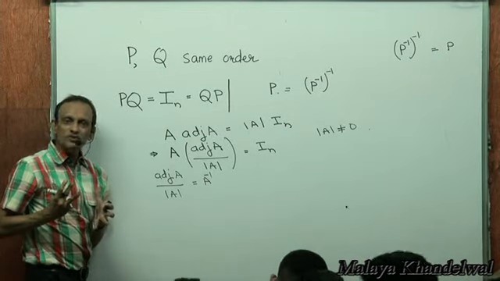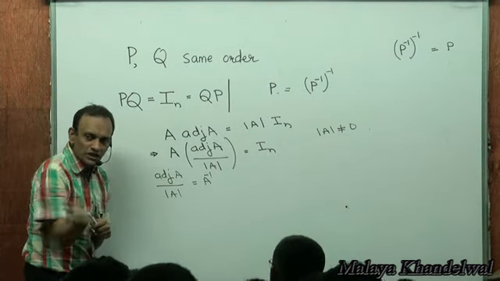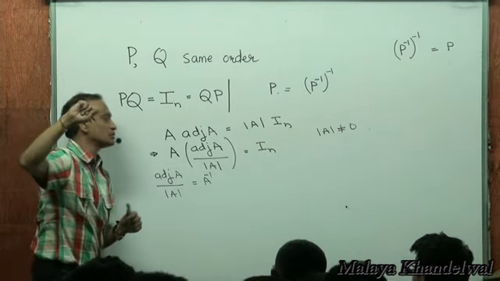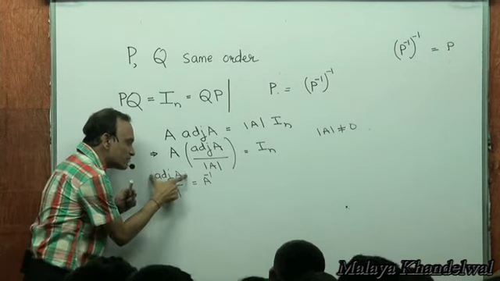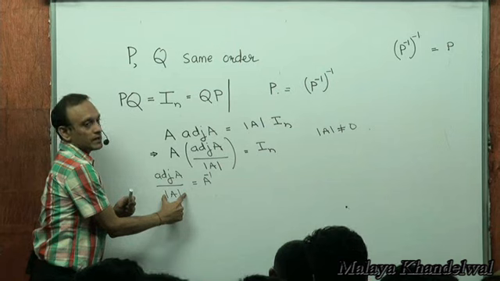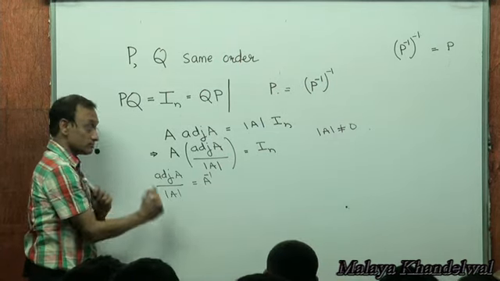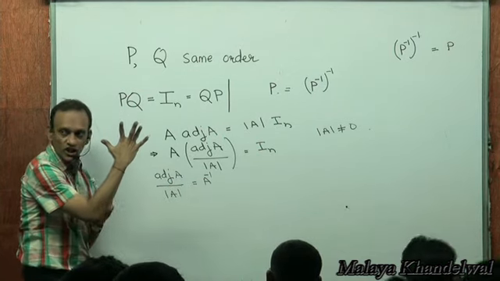How do you find the adjoint of a matrix? Take the matrix of cofactors and transpose that. That will give you the adjoint of that matrix. And then divide every entry of that matrix by determinant A, a scalar, and you get A inverse. Yes or no? That's what A inverse is.